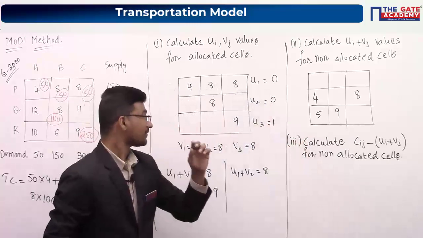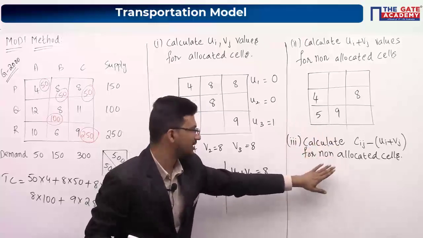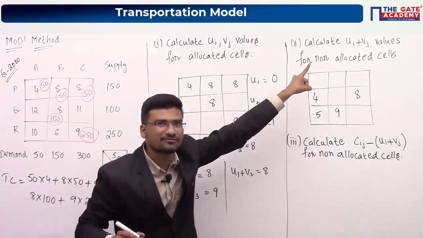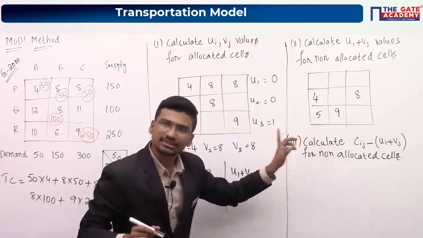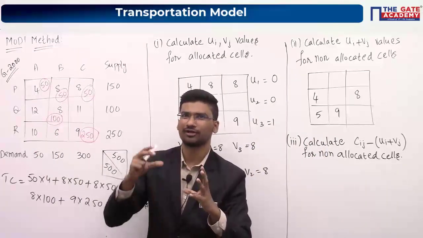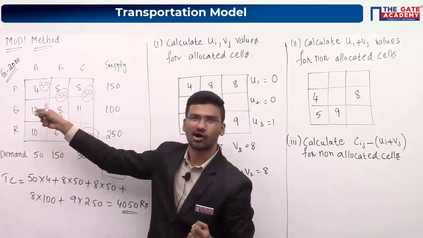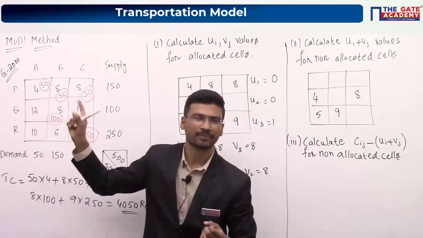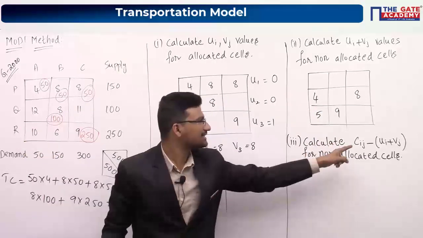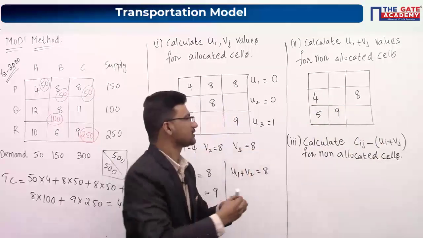In the third step, you have to calculate Cij minus Ui plus Vj values for non-allocated cells. Already for non-allocated cells, we have calculated Ui plus Vj values. What about Cij value? Those are your cost values, unit transportation cost. If you remember, Xij, Cij. Cij is your unit transportation cost. It is already given in the question. What about Cij value for this particular cell? It is 12. So we have to calculate Cij minus Ui plus Vj. Whatever we have written here is Ui plus Vj. So calculate these values.